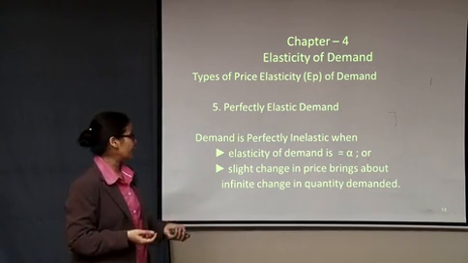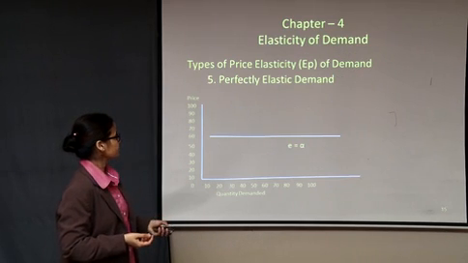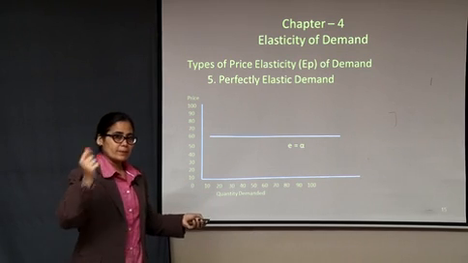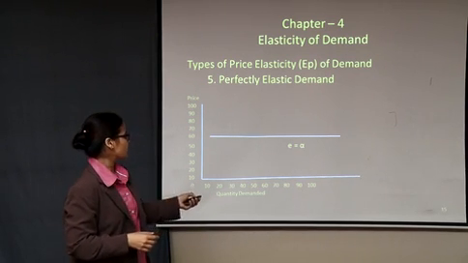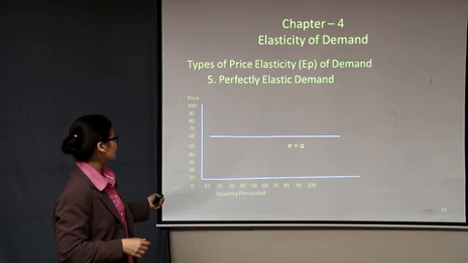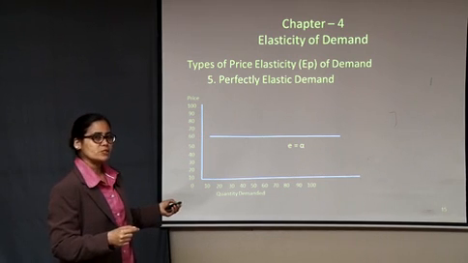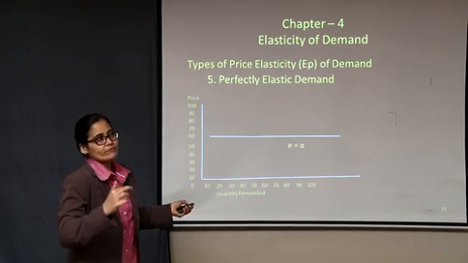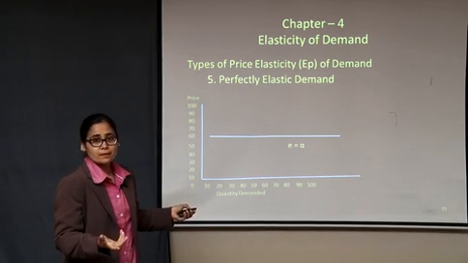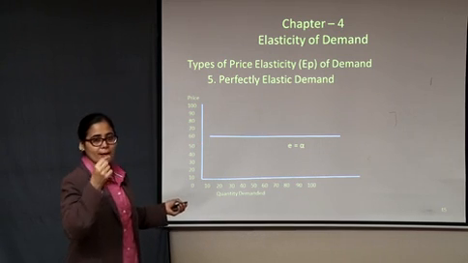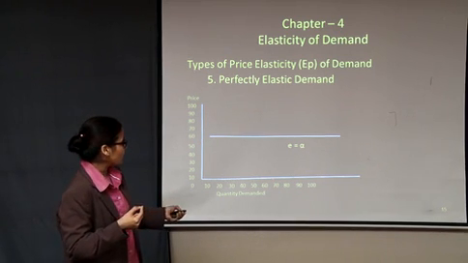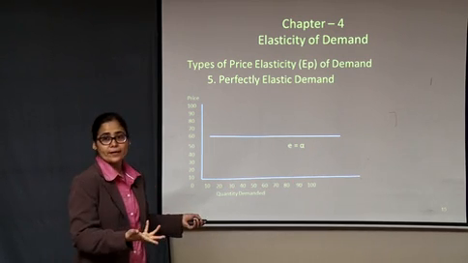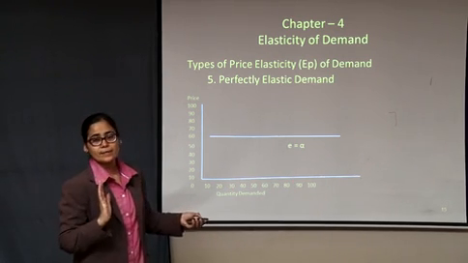And how would the diagram be? Let's see in the next slide. It's horizontal. The previous was vertical, this is horizontal. Now see, the price is at 60. Suppose the price falls to 59.75 paise or 59.80 paise. So the change in price is very minute, but the change in quantity is unlimited. It's moving from 30 to 40 to 70 to 100. So the change in quantity is unlimited.